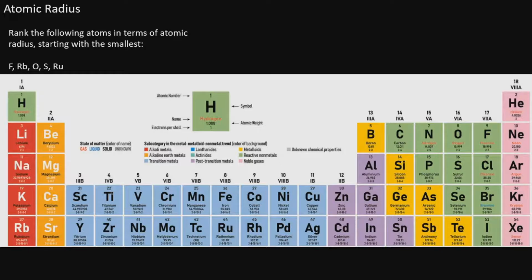The important part here is the periodic trend that determines atomic radius. We can base this off of each element's position on the periodic table. The elements in the upper right part of the table tend to be the smallest, while the elements in the lower left part of the table tend to be the largest. So if we are looking to start with the smallest, we need to look for the one that is in the upper right part of the table.